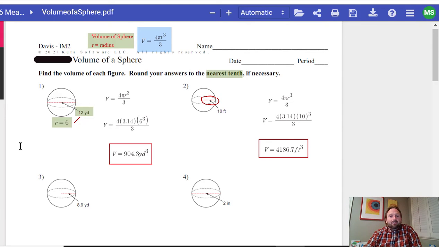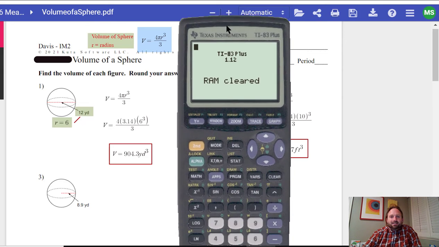Then we're just going to do simple plug and chug. We're going to multiply 4 times 3.14, or pi in your calculator, and then times 6 to the third power. Then we're going to divide all that by 3, and we'll get our answer. You need to make sure that you show your work. This is the basic minimum I'm expecting you to do. I'm not expecting you to do it without a calculator.